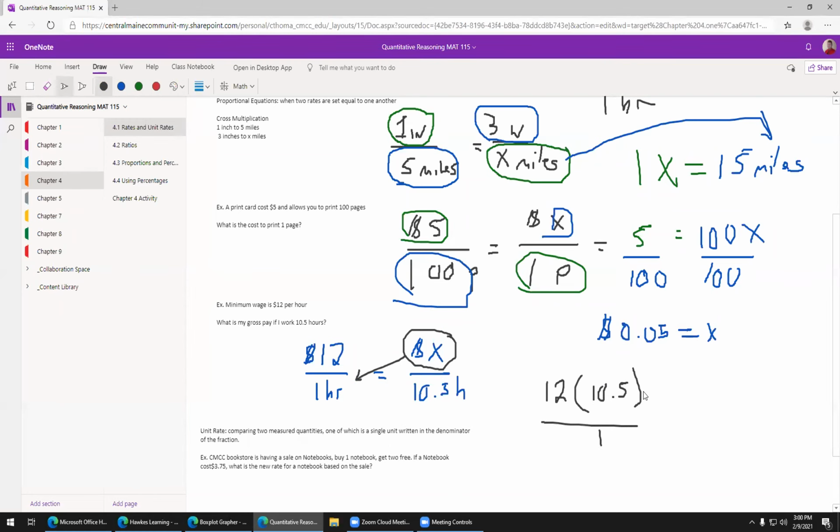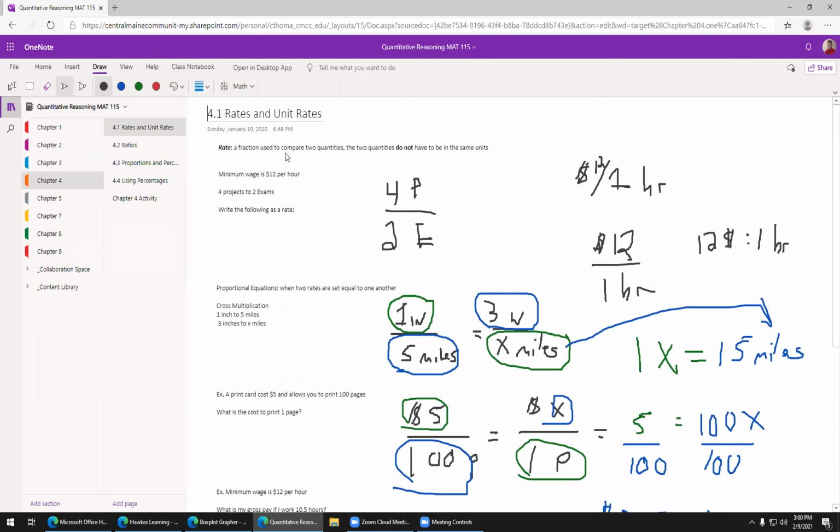So then 12 times 10.5 is 126. So I made $126 in 10.5 hours of work. Lots of ways to attack these problems. It really doesn't matter. The big takeaway from 4.1 is just that a rate is a way to compare two quantities that do not have the same units. Questions on rates?